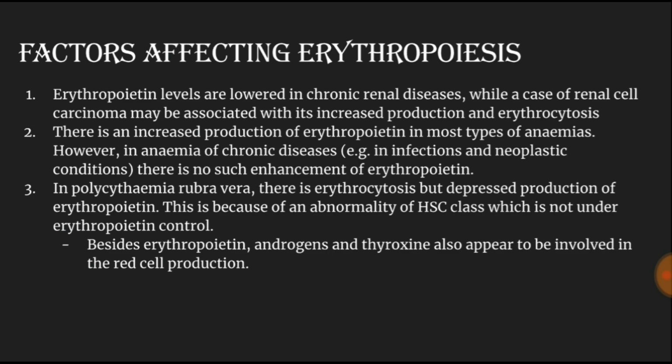So these hematopoietic stem cells are not under the direct control of erythropoietin activity, but there is an abnormality in the bone marrow itself that is producing RBCs and leading to an abnormal number of RBC production, leading to more RBCs in the blood. So other than erythropoietin, androgens and thyroxine can also be involved in RBC production.